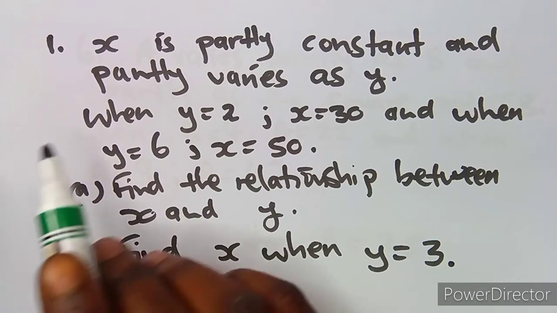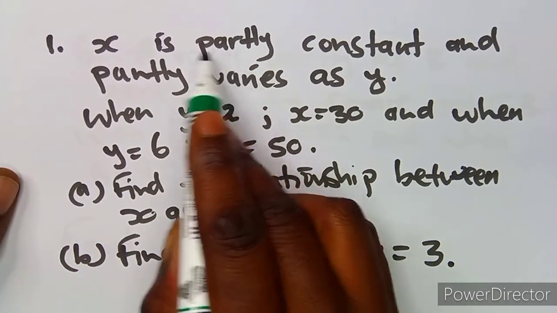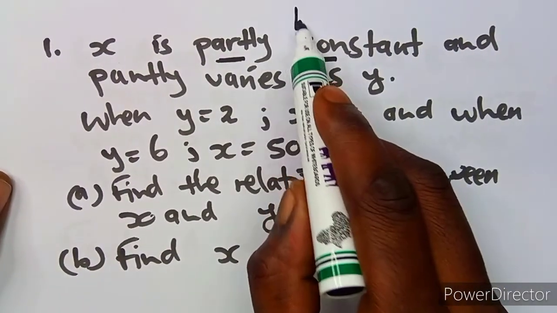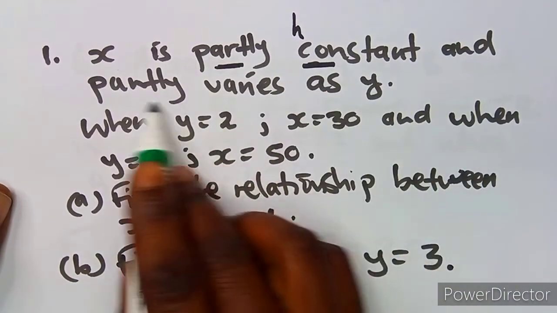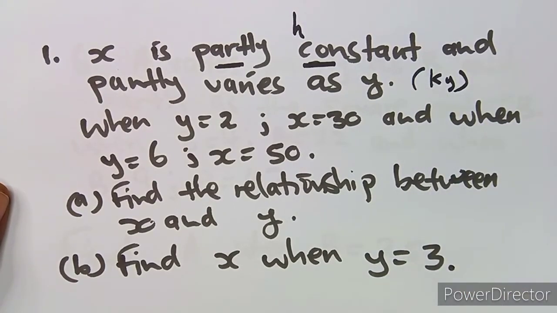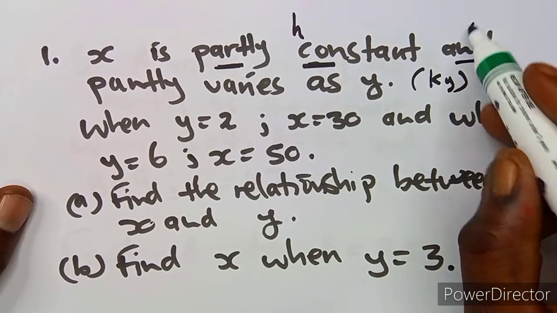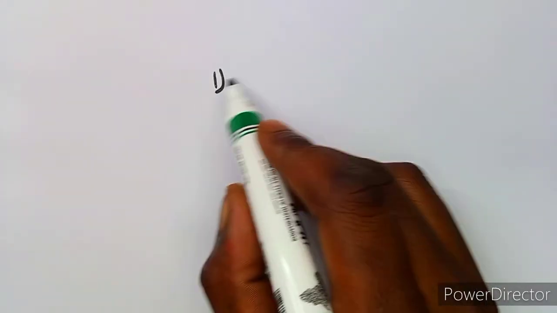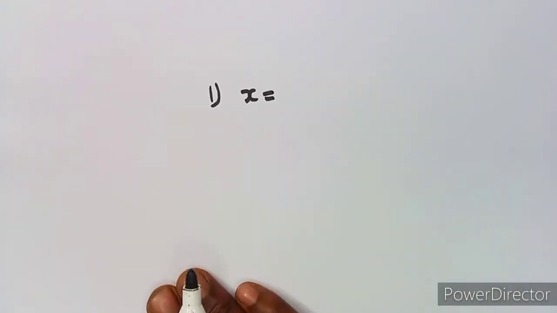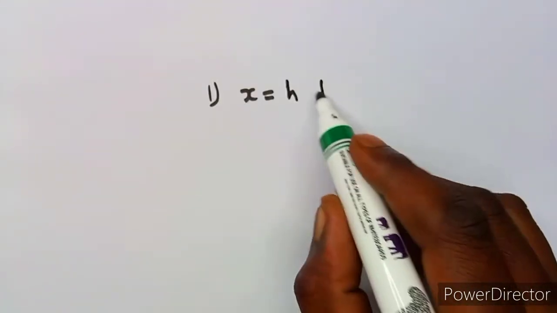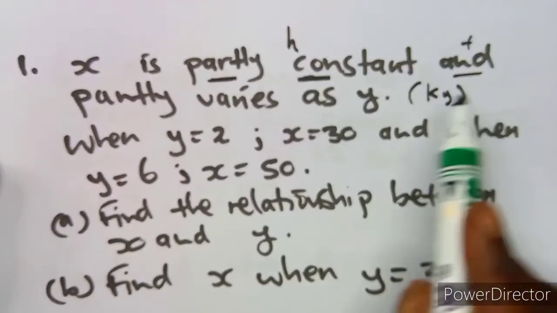I want us to take note here from the information that we have. X is partly constant, so we are back to that condition where we just have a constant. And partly varies as Y, which means you're going to have a constant with a Y. Take note, the "and" there is just to add. So let us write this down. Number 1, you're going to have X is equal to, we said partly constant, that is H, so it's going to be H plus, which is the "and" there, and that's a plus.